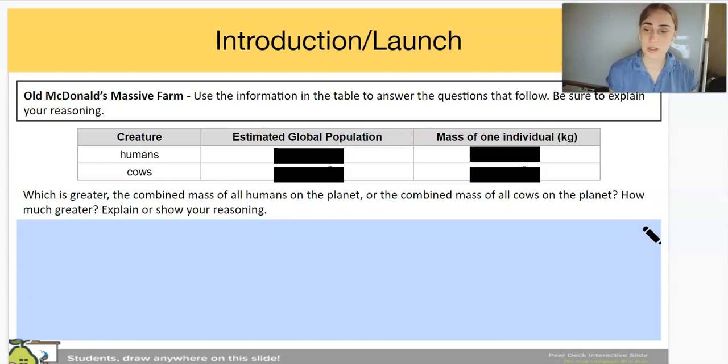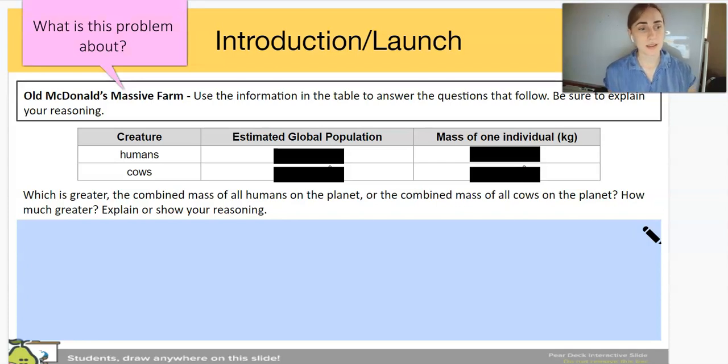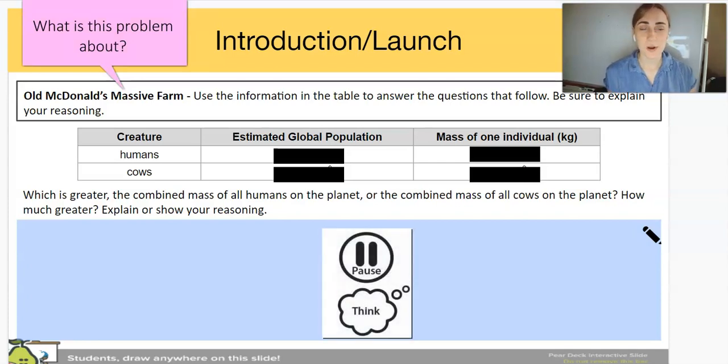And our question is, which is greater, the combined mass of all humans on the planet or the combined mass of all cows on the planet? How much greater? Explain or show your reasoning. So before we talk about the quantities, just ask yourself, as we often do with 3 reads, what is this problem about? Or what's the story that we're reading here? So pause and think about that first.